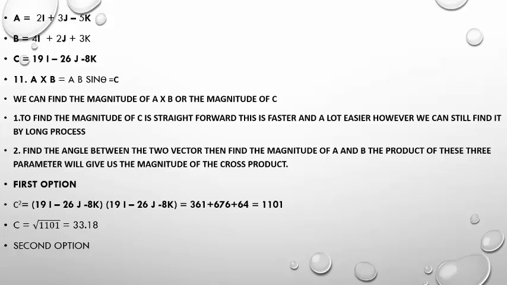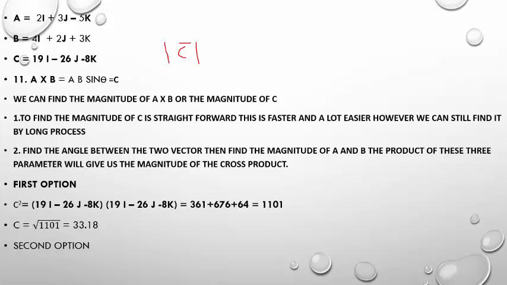A cross B equals AB sin theta. If we find AB sin theta, it will give us a scalar product. Or we want to find the magnitude of C. We can find the magnitude of vector C itself, because A cross B is equal to vector C. So I can find the magnitude of C itself.